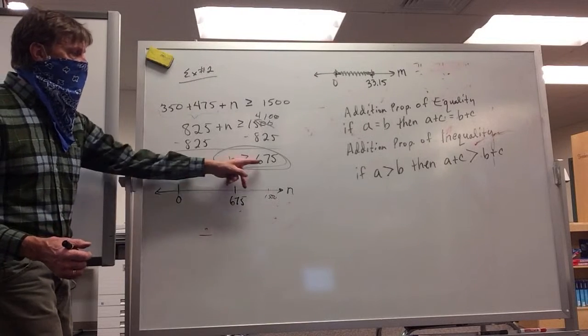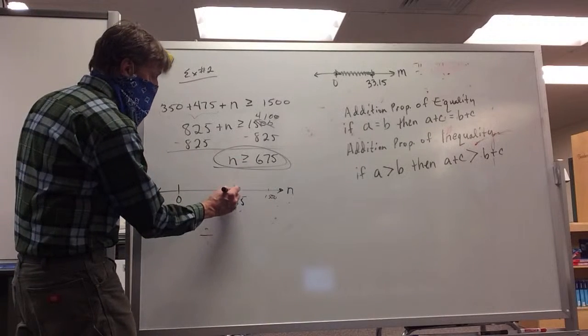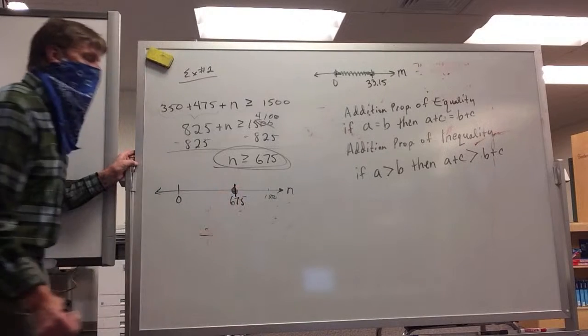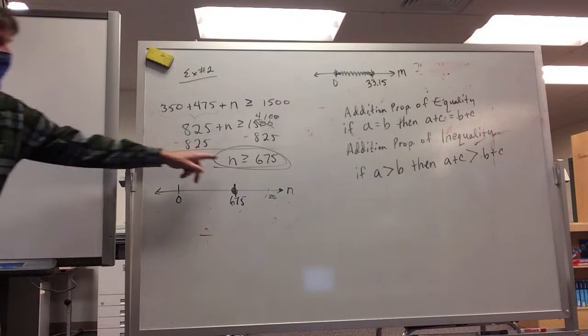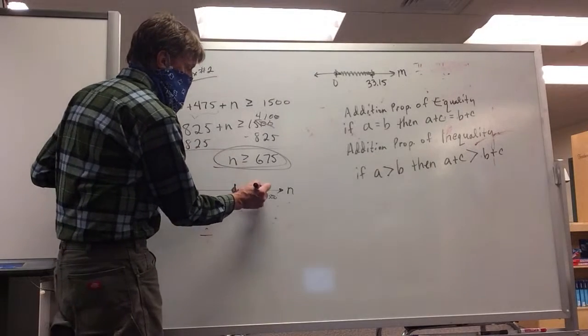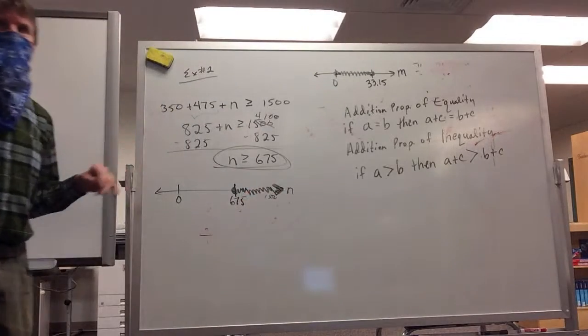So, at 675, is it open or closed? Closed because it's or equal to. And then which direction do we shade? Yeah, we shade greater than this. And don't forget to shade the arrow. And that's it.